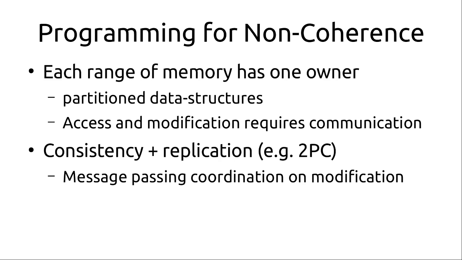So the most simple is that each range of that memory in disaggregated memory should have only one owner. Therefore, we should partition the data structures. In that case, coherency doesn't matter because you're never sharing cache lines between separate caches. No sharing means no coherency necessary.